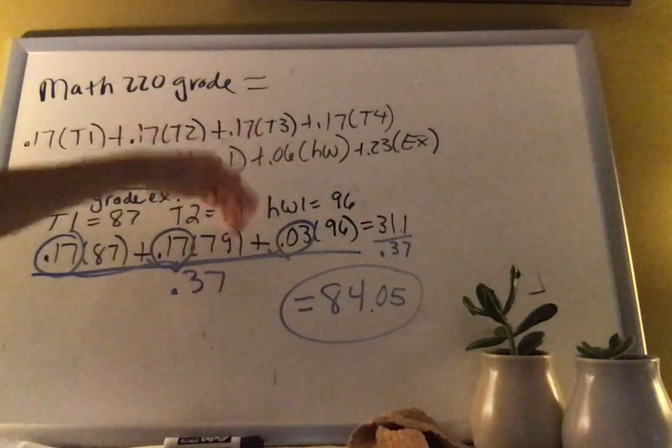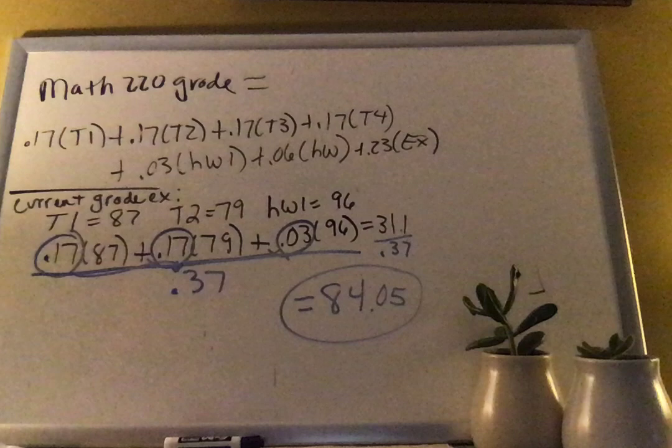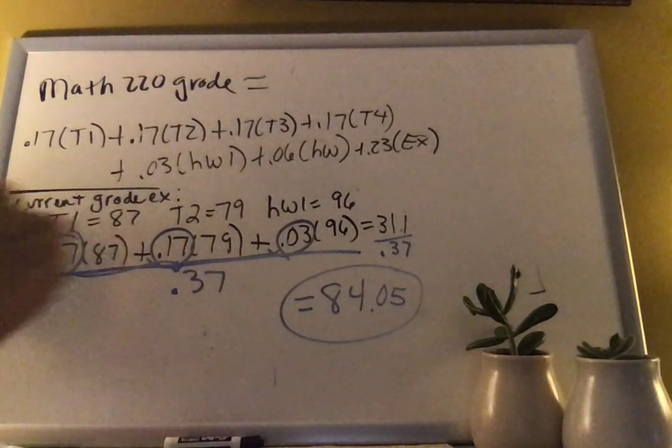So you can even see how this is going to work after test 3. You'll be adding another 17% here. So then I guess you would be dividing by 0.54. It's going to grow as the semester goes on. You have the capability of doing that, and it's wonderful practice. You should always, always, always know what your current grade is in my class. All right, that's it for the mean word problem for your Math 220 grade.